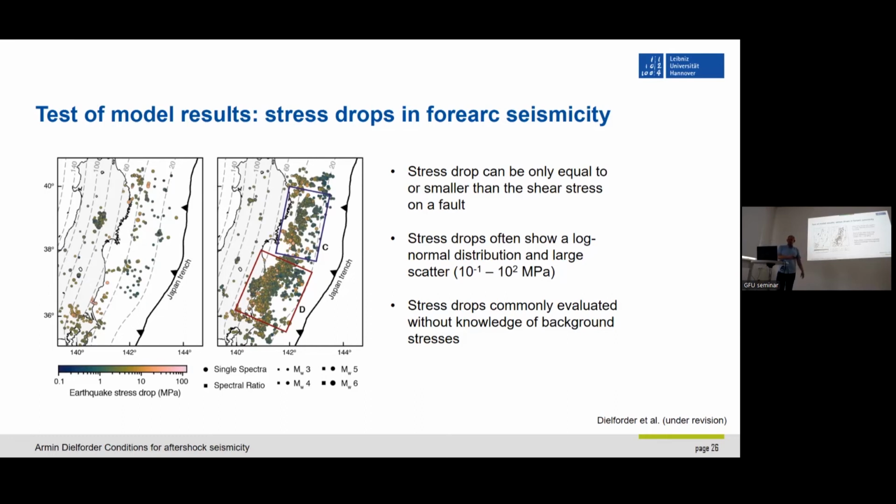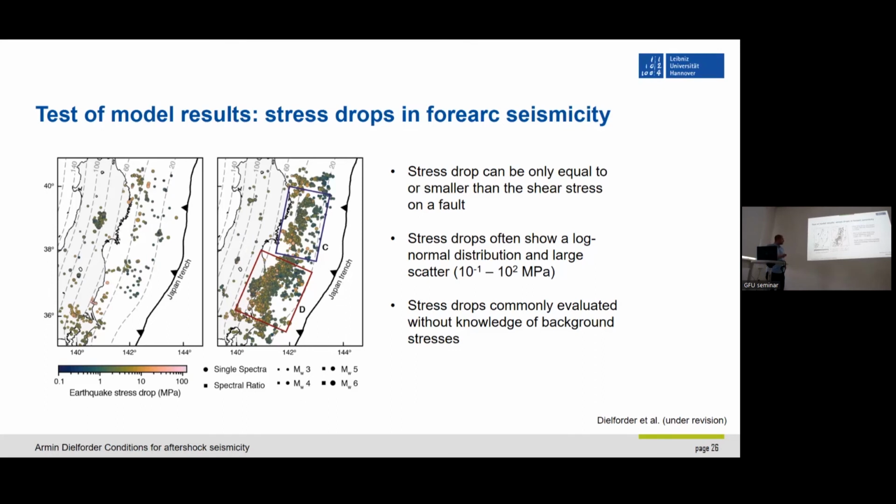It's also called a stress drop. And the stress drop released by an earthquake can only be equal to or smaller than the stress on the fault. So it must be smaller than the background stress, or it can be equal if you have a complete stress release. Stress drops are often calculated. We find much about that in the literature. They often show a log normal distribution and span a relatively wide range of values, somewhere between less than 1 megapascal to up to 100 megapascal. So it's always good to look at them a bit from a statistical point of view.